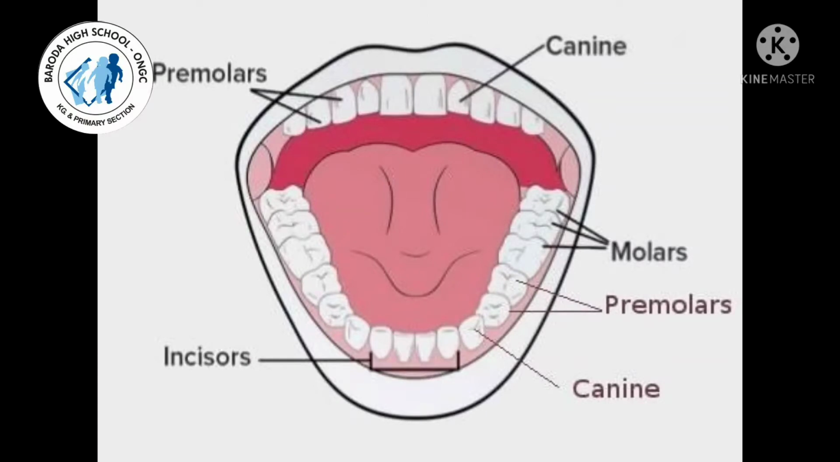The teeth in the front are incisors. They help with cutting and biting. Then come canines, which help with tearing. Then molars and premolars, which help with chewing and grinding. Okay, so these are the functions performed by different sets of teeth.